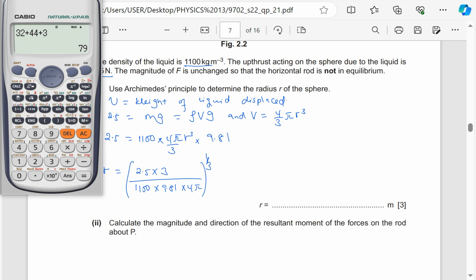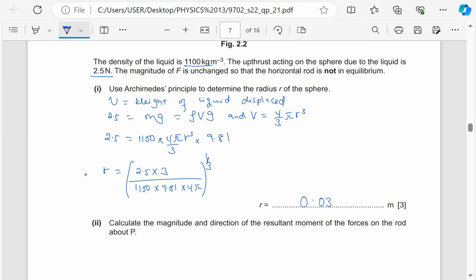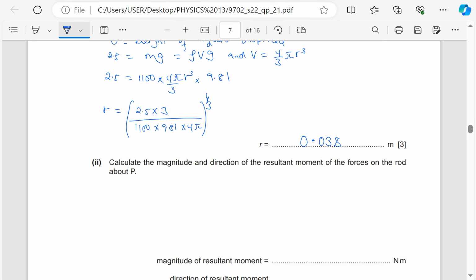So I'll just press my calculator. 2.5 times 3 divided by 1100 times 9.81 times 4 pi. Then I find the cube root, which will be shift cube root of the answer, which is 0.038. Like I said, avoid writing any answer which is not exact to less than 2 significant figures.